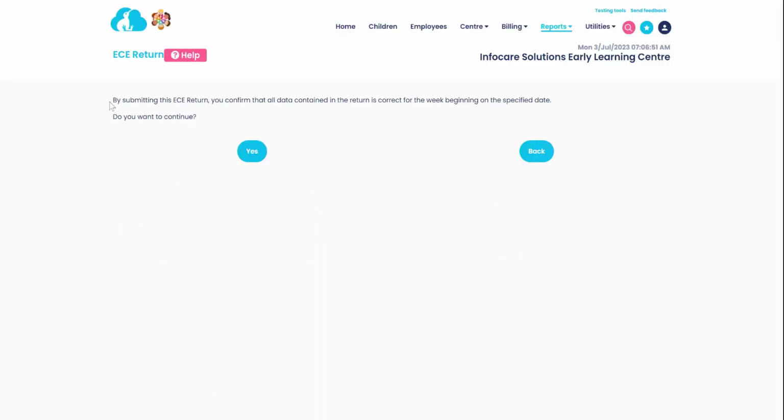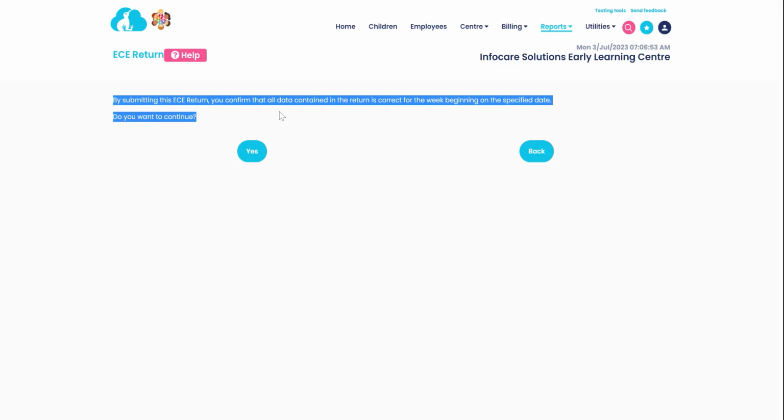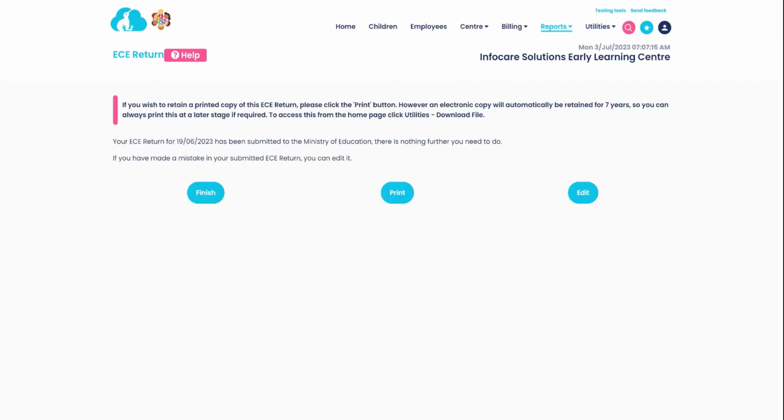And we are now asking, by submitting this ECE return, you confirm that all data contained in this return is correct for the beginning on the specified date. Do you want to continue? If we select yes, that will be automatically submitted to Eli. However, if you did need to go back at any point, just remember to click the back button and you can go back and all of the answers that you had saved thus far will be finished.